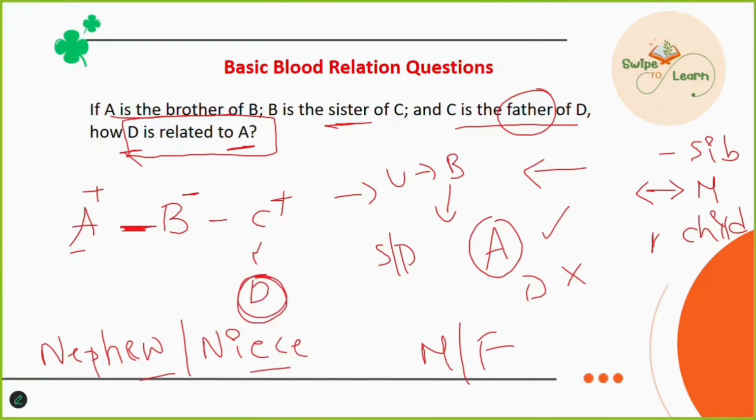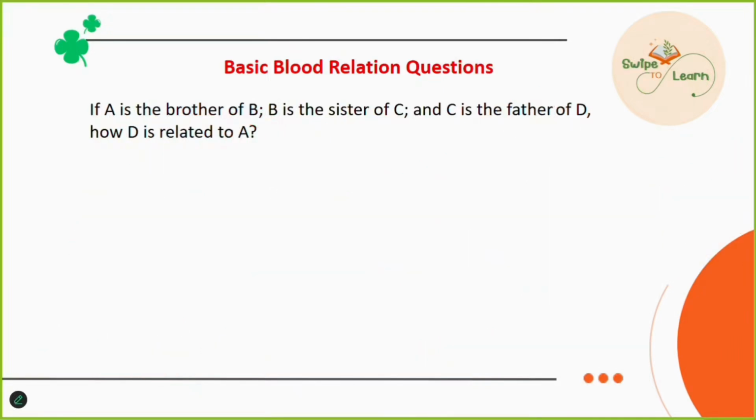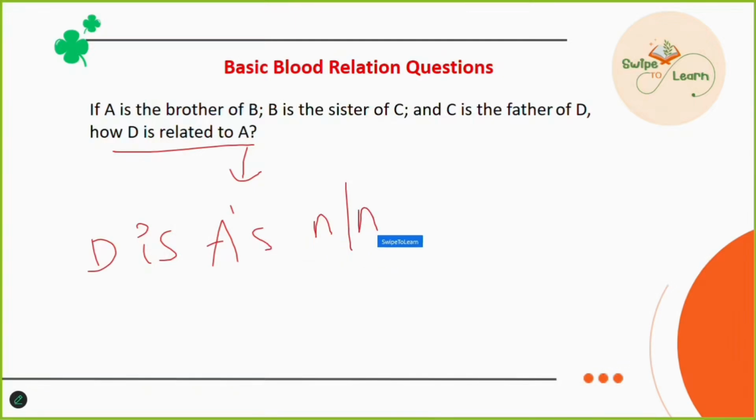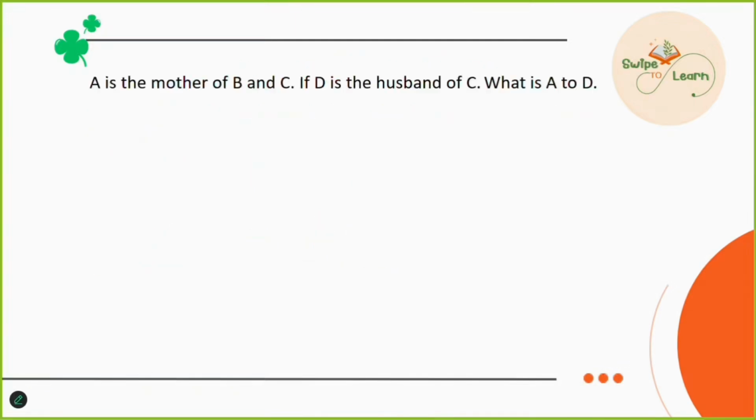So when question is asked in the form of how D is related to A, come from the A side. Think from the A side. Okay. So A's brother is C and C is having a son or a daughter. If he is having a son, he will be his nephew, and if he is having a daughter, then she will be niece. Okay. How D is related to A means D is A's nephew or niece. D is A's nephew or niece would be the answer.